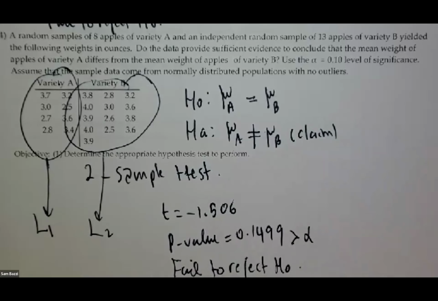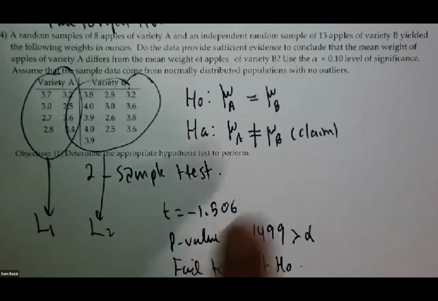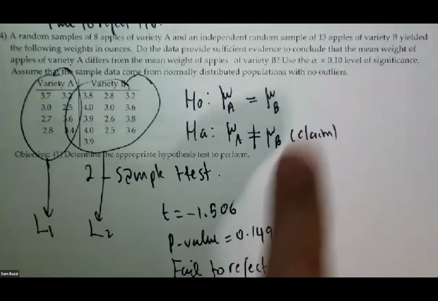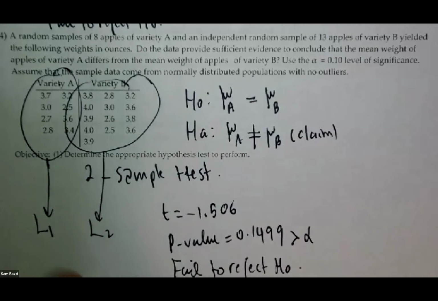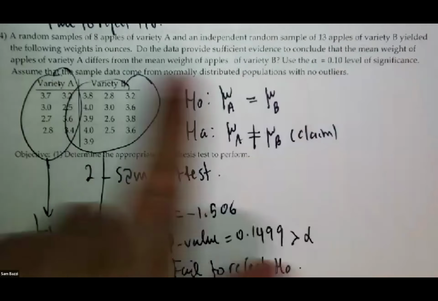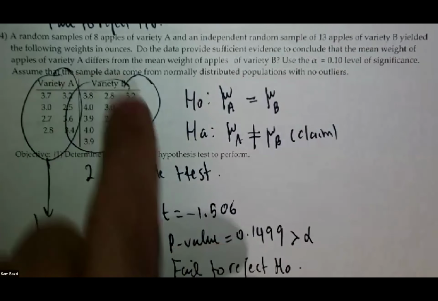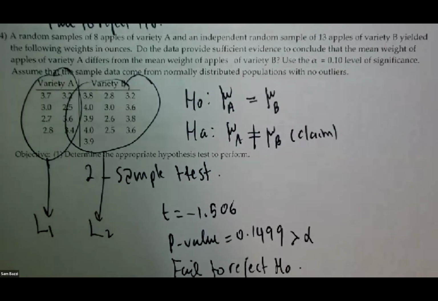And what's the conclusion? There is not enough evidence at the 10% level of significance to support the claim that the mean weight of apples of variety A differs from the mean weight of apples of variety B. That's how you do it.